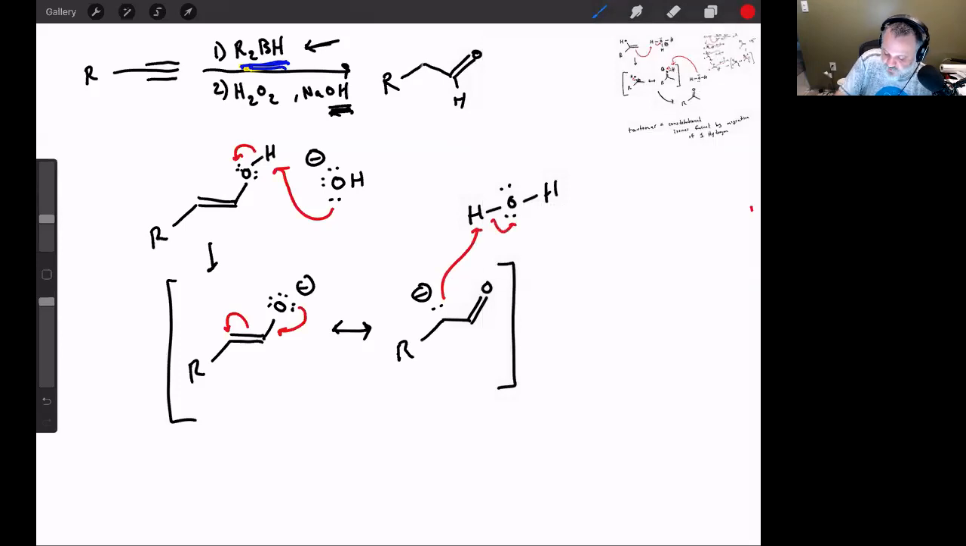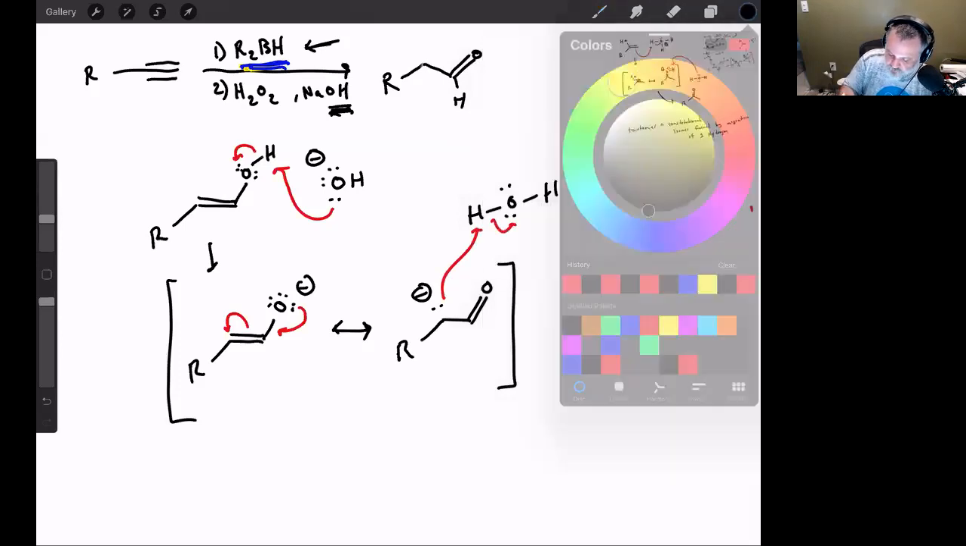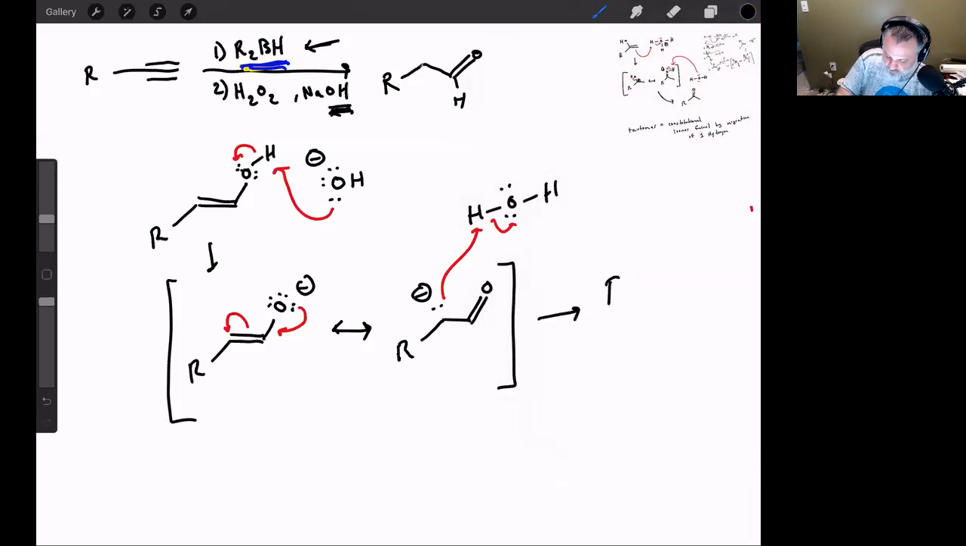That negative charge reacts with the water. And that's what gets me my product and the reformed catalyst. And so let me pause a bit and see if there's any questions about that particular reaction and the associated tautomerization mechanism.